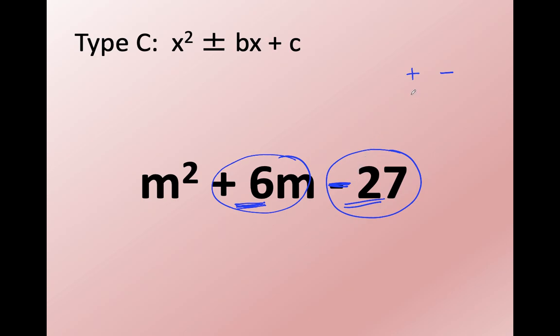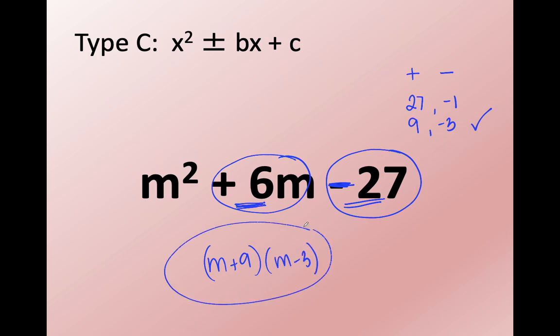So factors of 27 are 27 and negative 1. That would give us a positive b value, but it wouldn't be positive 6. So let's try positive 9 and negative 3, which would work because 9 plus negative 3 is positive 6. And 9 times negative 3 is negative 27. So we have m plus 9 and m minus 3 are our two binomial factors.